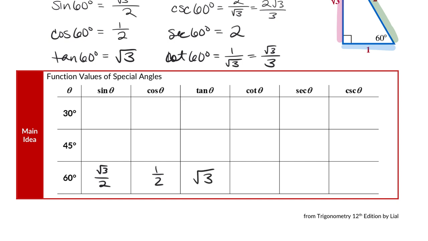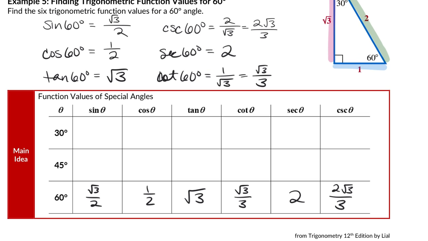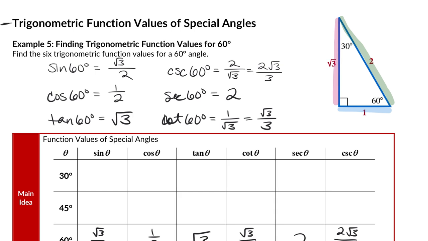Cotangent was, what order did I put this in? Cotangent is square root of 3 over 3. Secant is 2, and cosecant is 2 square root of 3 over 3. Now we need to do the same thing, thinking about a 30, 60, 90 triangle, but 30 is our reference angle. So now my color code might be off, but let's look at that triangle.